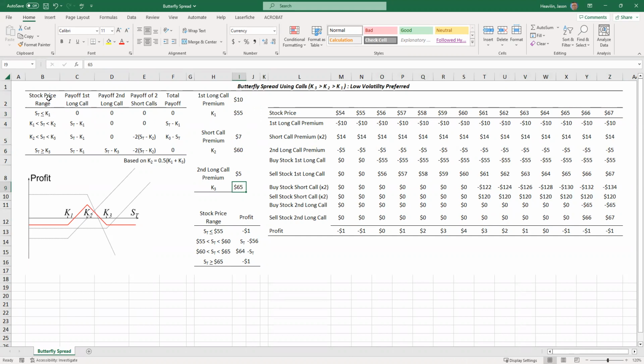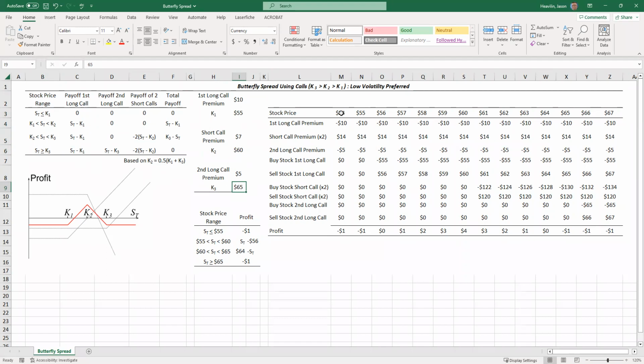Okay, so in this scenario, because we have three options, not just two, there are four potential situations that you may face according to the movement of the stock price. You could be where the stock price in the future is less than or equal to K1, 55 in this case. You could be in a situation where the stock price in the future is between K1 and K2. A situation where the stock price is between K2 and K3. And a situation where the stock price is greater than or equal to K3.